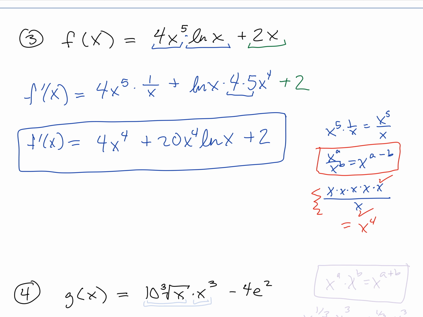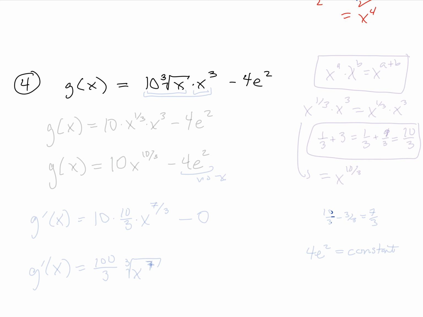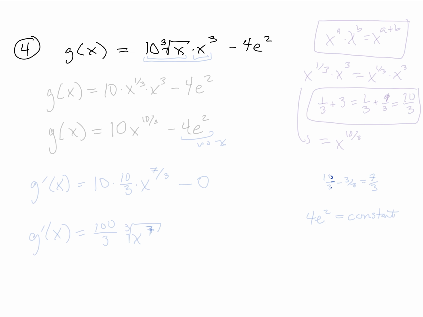Okay, g of x is 10 times the cube root of x times x cubed minus 4e squared.